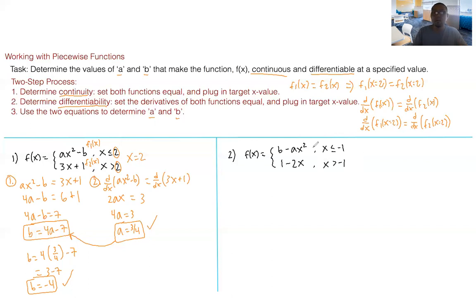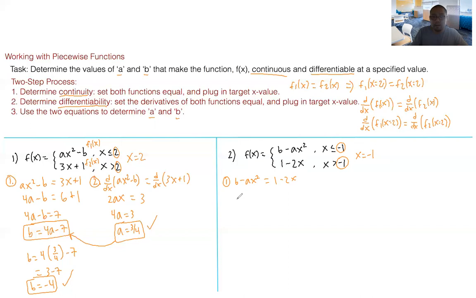And so step 1, let's consider continuity, right? We're going to set the functions equal to one another. So let's do that. b minus ax squared is equal to 1 minus 2x, right? Now we can plug in our target value, right? Notice that they're the same. In this case, x is going to be equal to -1. So let's plug in -1 squared.